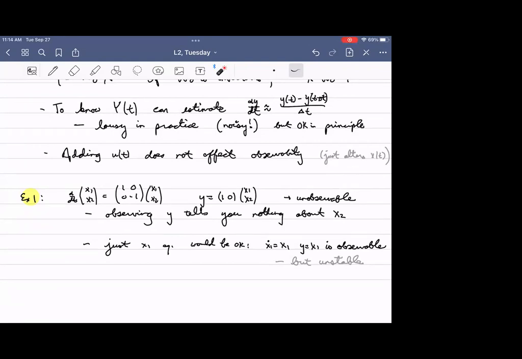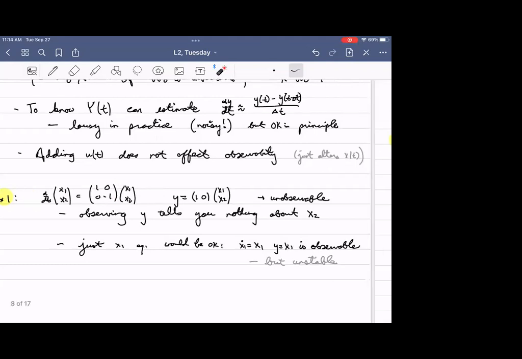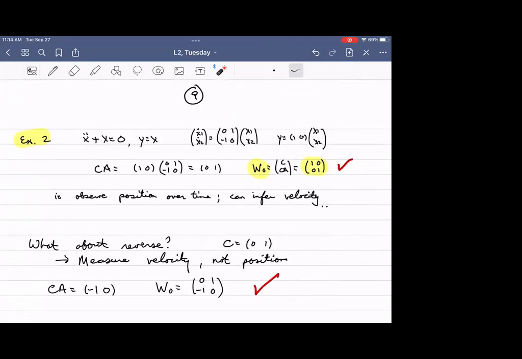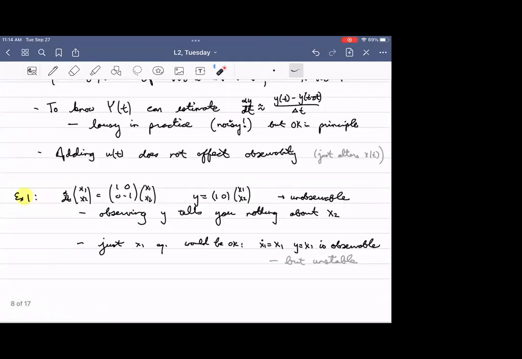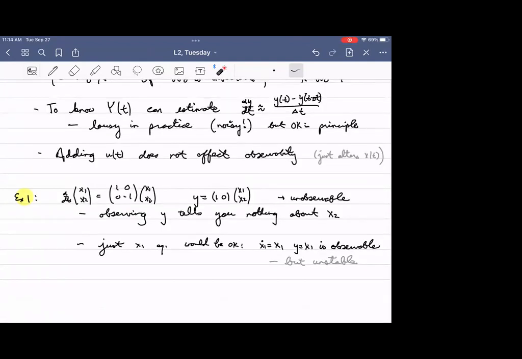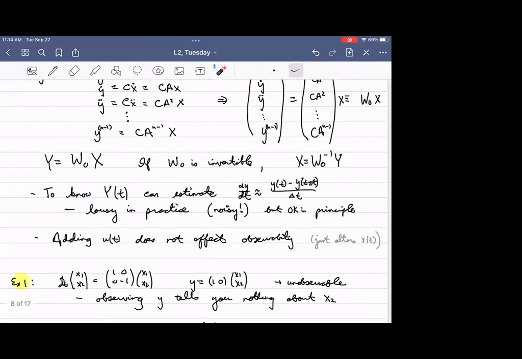So this is, again, two independent systems. X1 and X2 have different differential equations. We're only observing one component, and X1 and X2 are uncoupled. So when you observe Y, it's only telling you something about X1. It's never telling you anything about X2. So it's going to fail the test. I didn't compute this, but when you compute it, you'll see that it's not invertible.